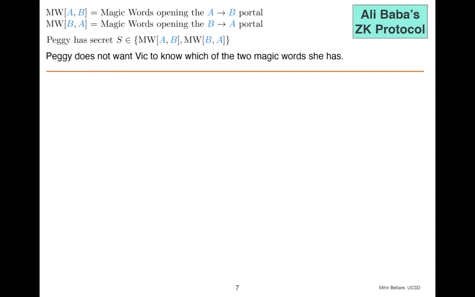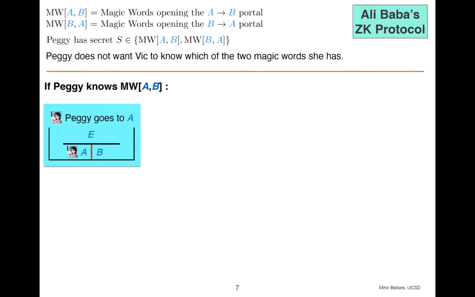Now Peggy has one of these secrets, and what she's going to do is prove to Vic that she has one of them, but Vic is not supposed to learn which one. Or putting it another way, Peggy is going to either prove she has the ability to go from A to B or the ability to go from B to A. But at the end of this, all Vic knows is she can go across the portal, and he won't know in which of the two directions she's actually capable of going.